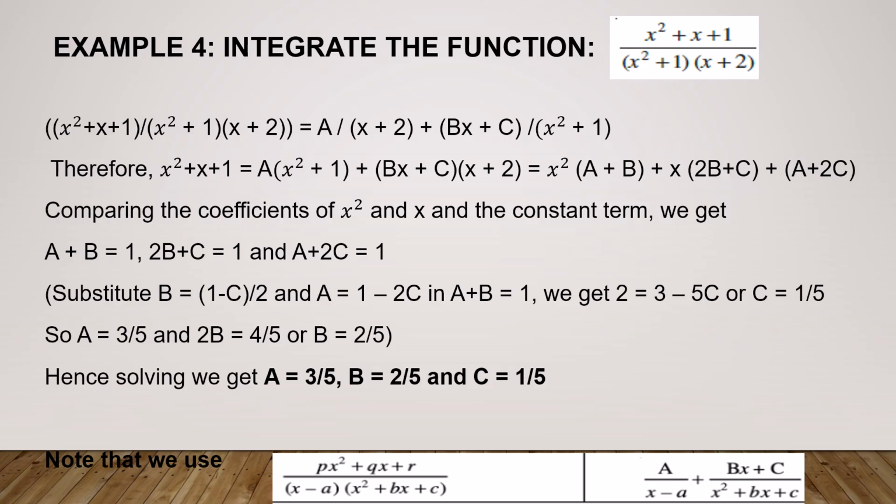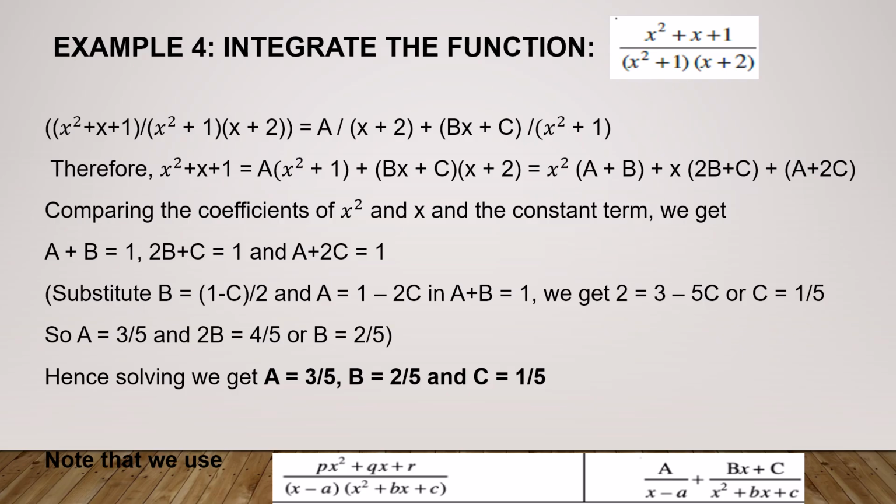So now in our example, we can write this equal to a upon the linear factor x plus 2 plus bx plus c upon the quadratic factor x square plus 1. So what do we have? x square plus x plus 1 is equal to, on the right hand side taking the LCM, a into x square plus 1 plus bx plus c into x plus 2. Now what you do is on the right hand side group the terms having x square, x and the constant term. Then compare the coefficients on both the sides.